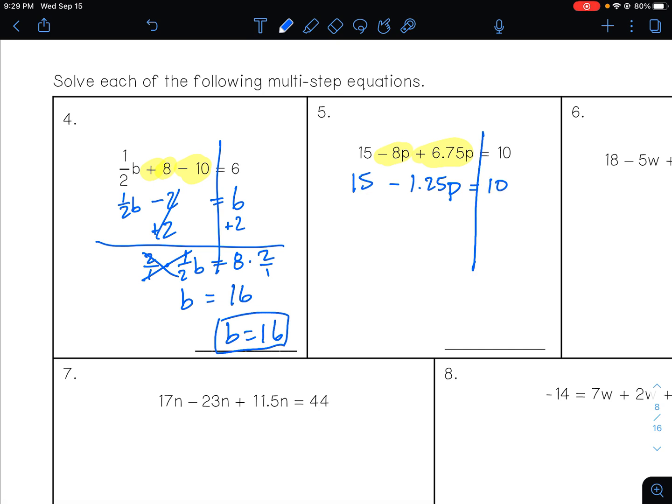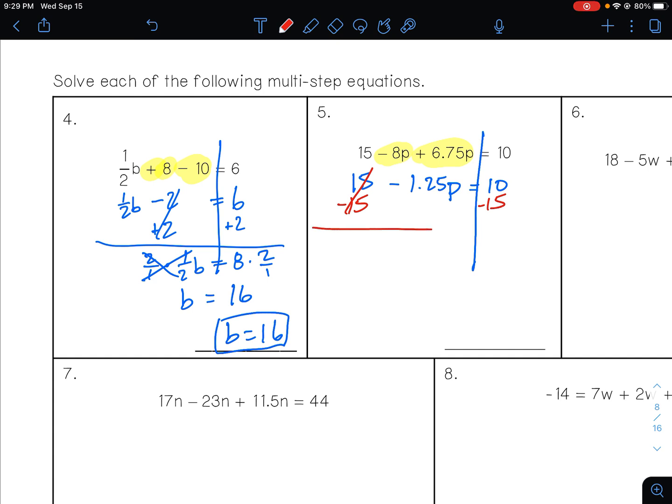All right. Now, you may be thinking, oh, okay, now add 1.25p, but no. I want to keep this here because it's the term with the variable. So I want to get rid of the 15 right here. How do I get rid of 15? It is a 15 being added to it. The opposite of positive 15 is negative 15. Cross that off.